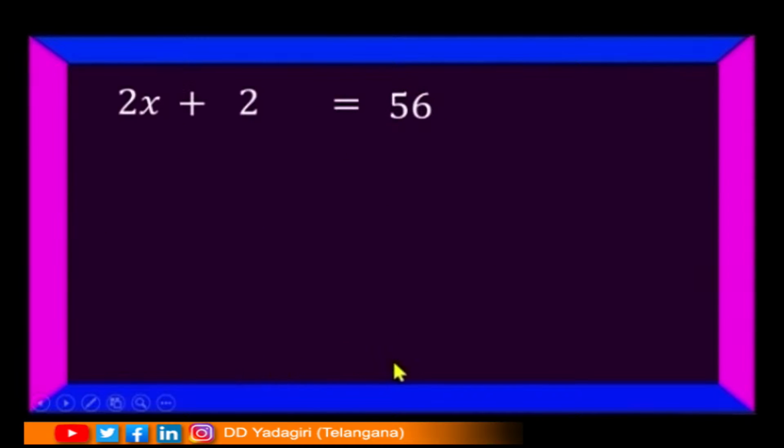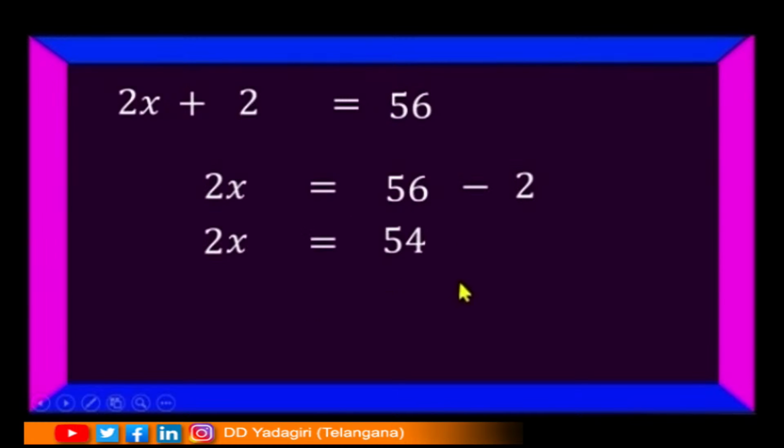2x plus 2 equal to 56, and what we need to do here, we have to send this plus 2 to the right side, and it becomes minus 2. 2x equals to 54, and now we have to send 2 also to the right side, and it is under multiplication, it becomes divided by, thus the answer is 27.